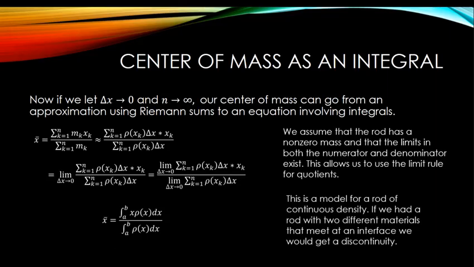This is a model for a rod of continuous density, where the density is not necessarily constant over the entire rod. If we had a rod with two different materials that meet at an interface, we would get a discontinuity, and we would have to take that into account.